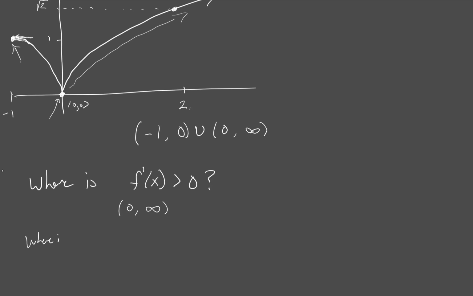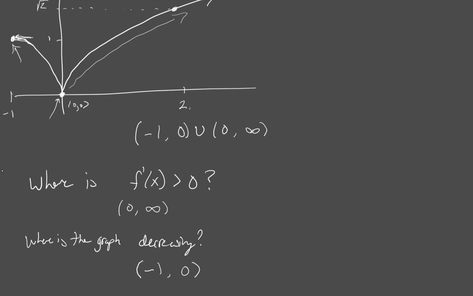Where's the graph decreasing? Well, like I said, we can't include that endpoint, so it's going to be decreasing from -1 up until 0. Okay.